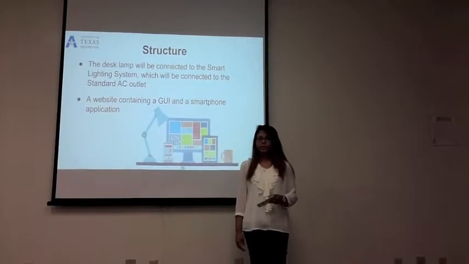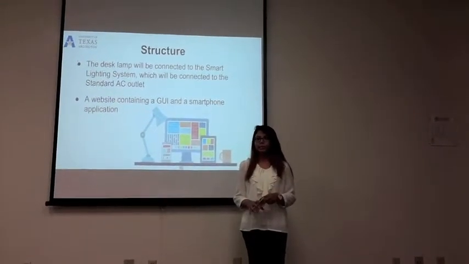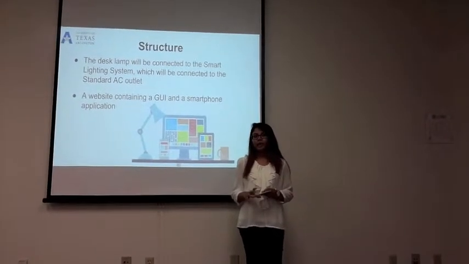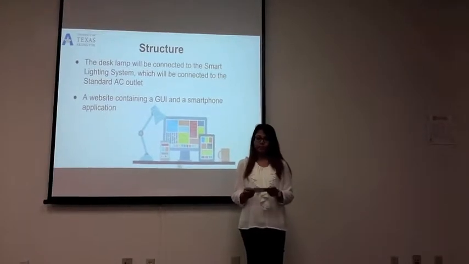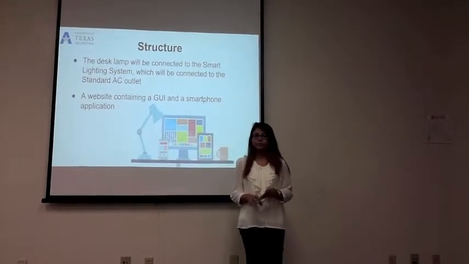The 2-prong AC outlet is used instead of the 3-prong AC outlet because the casing that we're using for our smart lighting system is plastic instead of metal, and therefore the safety prong is not necessary, which is what the third prong is usually used for.